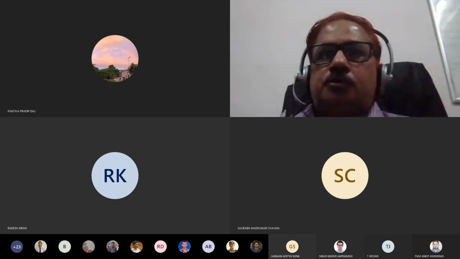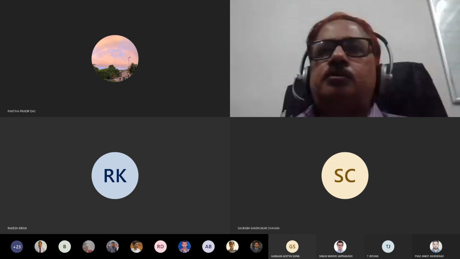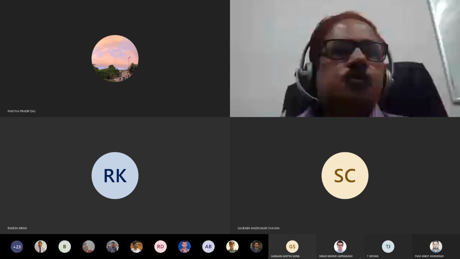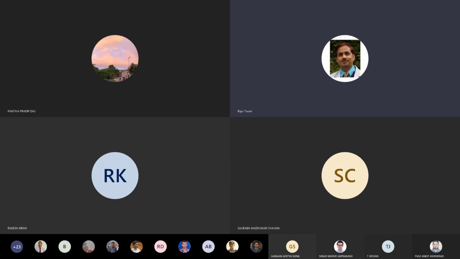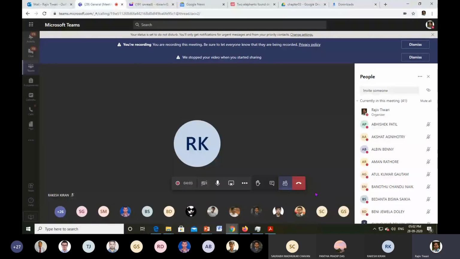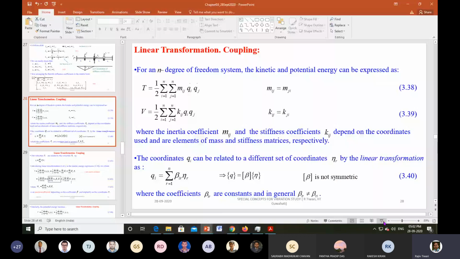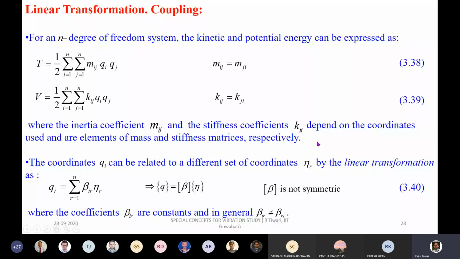So with this background, let us see the slides. The linear transformation is valid for two sets of generalized coordinates which have some kind of linear relationship. We're not dealing with a nonlinear relationship between two generalized coordinate sets.